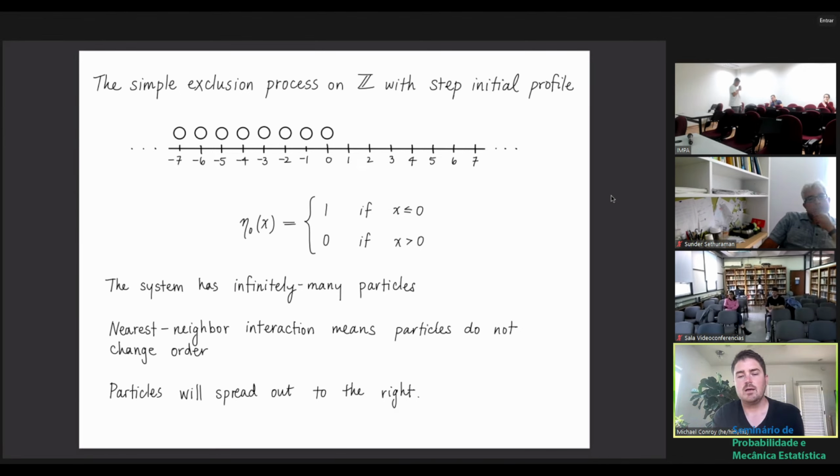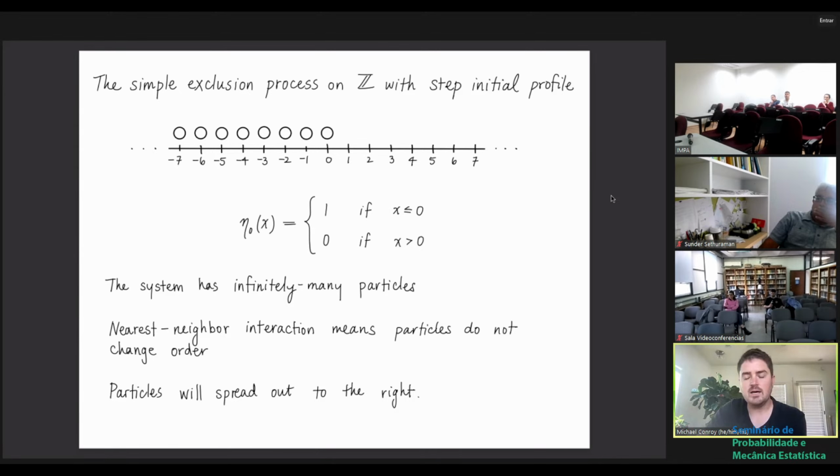Each particle has a clock that when it rings, it tries to make a jump to the left or right, and it can't occupy the same spot as another particle. So in the case I'm going to talk about today, which is symmetric exclusion, particles will tend to spread out to the right because leftward motion is blocked.